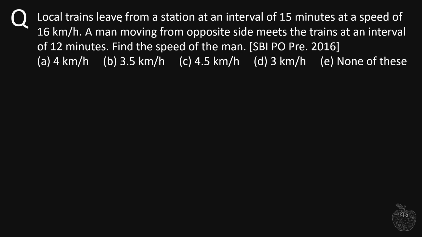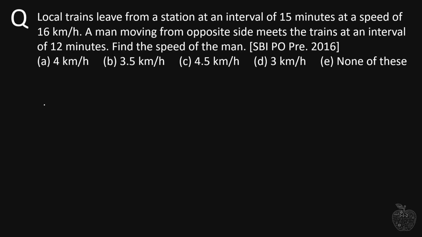Local trains leave from a station at an interval of 15 minutes at a speed of 16 kilometers per hour. A man moving from the opposite side meets the train at an interval of 12 minutes. Find the speed of the man. Okay, so in order to understand this question, you have to imagine a scenario here.